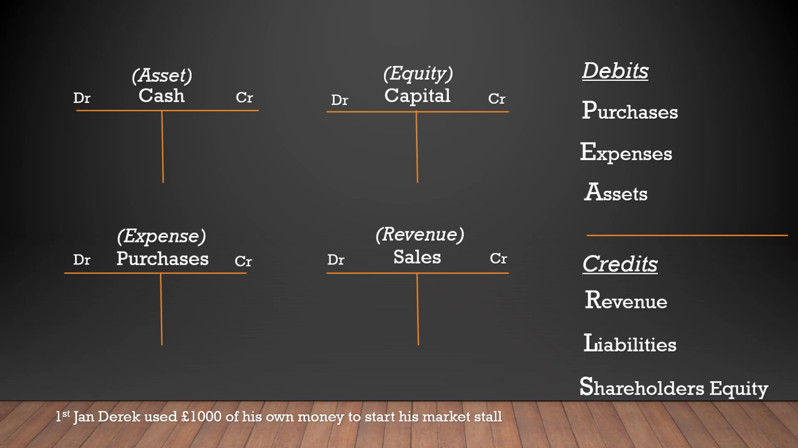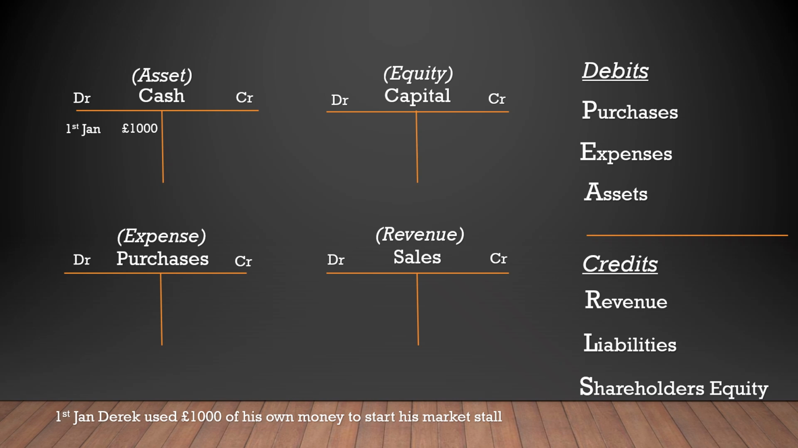On the 1st of January, Derek uses £1,000 of his own money to start his market stall. Now remember, of course, Derek and the business are two entirely different entities, so when he's paid £1,000 to Ace Sports, they have that increase of cash of £1,000 on the 1st of January. And because cash is an asset, and when assets increase, they go on the debit side, we pop that in the T account under cash for £1,000.